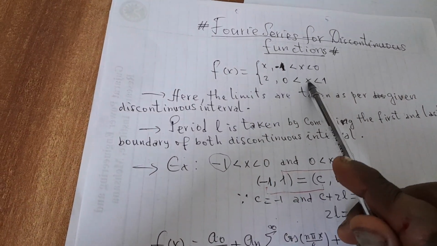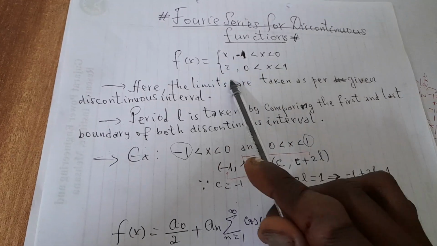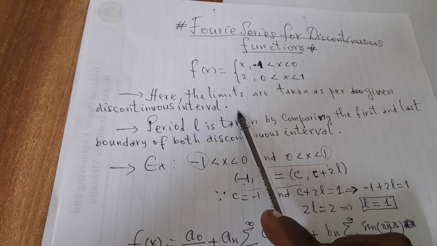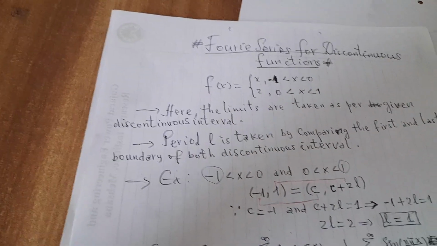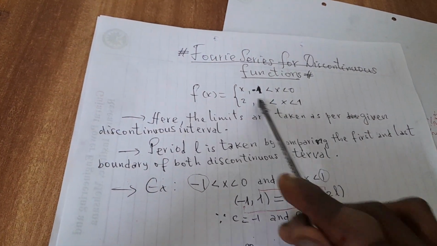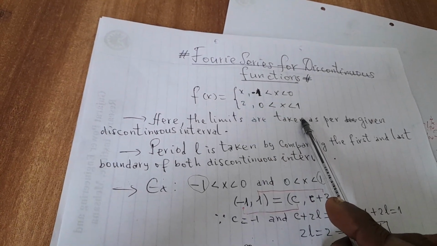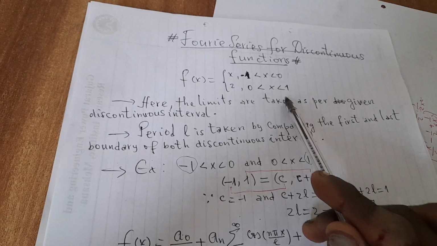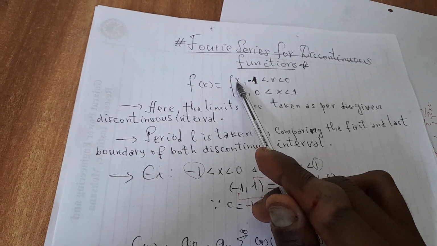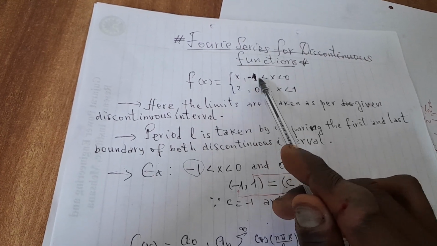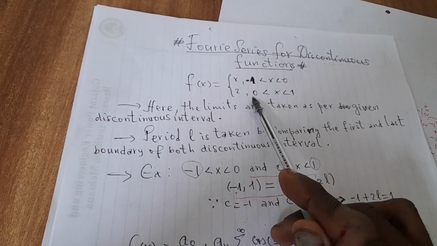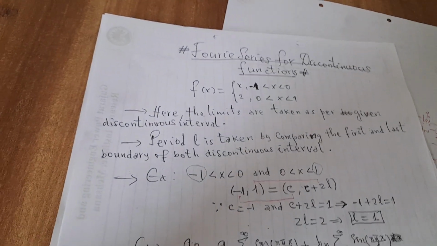So the first step to be followed is, whenever we have a discontinuous function, the limits are taken as per the given discontinuous interval. What does it mean? It means that we will draw the limit as it is, in the beginning from -1 to 1. Then when we start solving for this interval, we will split f of x into x when x is between -1 and 0, and f of x will be 2 when it is from 0 to 1.